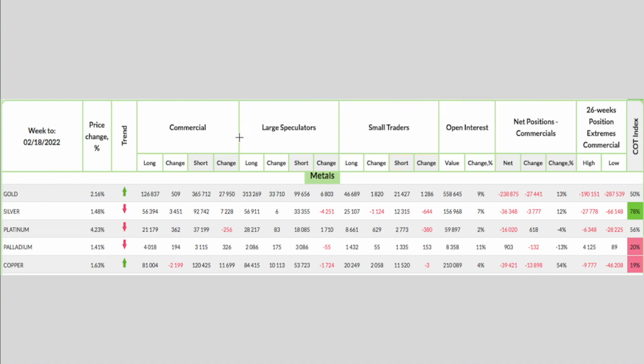In regards to the COT report, you can see right here that gold is trending right there and copper got the green light. You can look at the commercial, large speculators, small traders, and right now the COT index is at the 50% right there, but the trend is up with copper. So that's a good sign for the bulls.